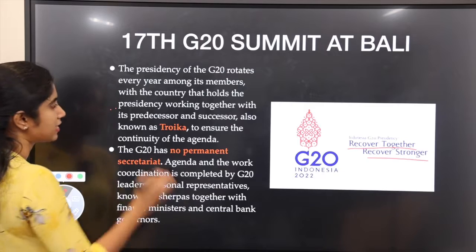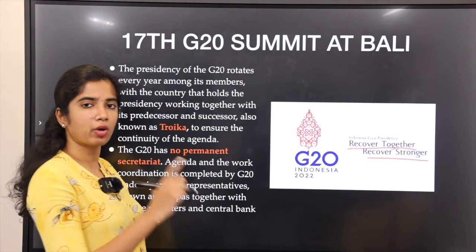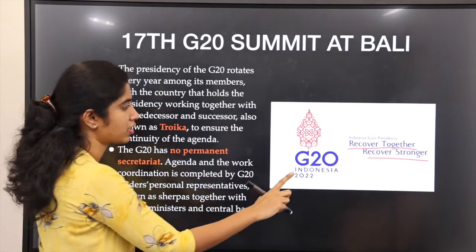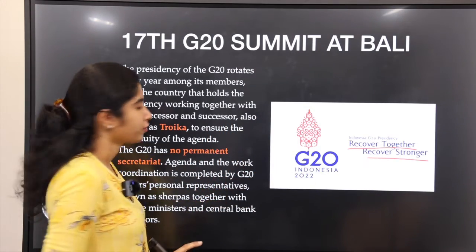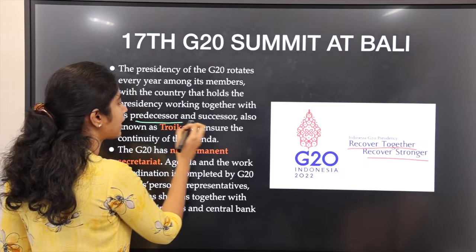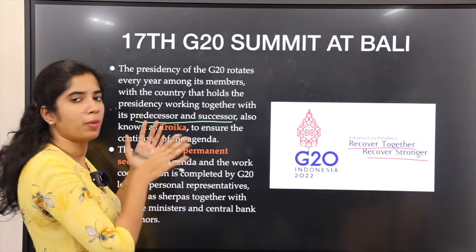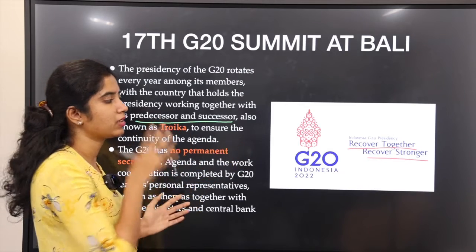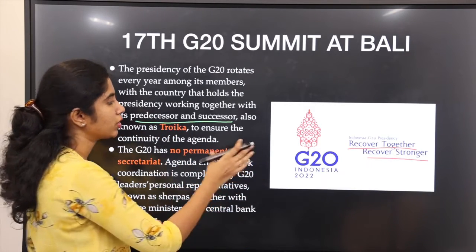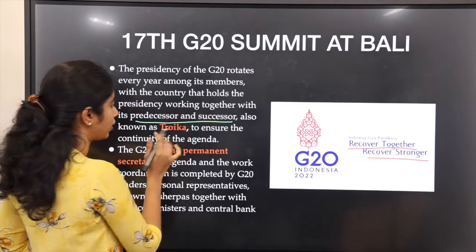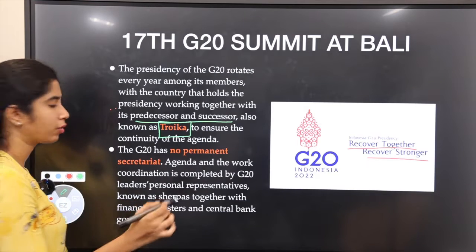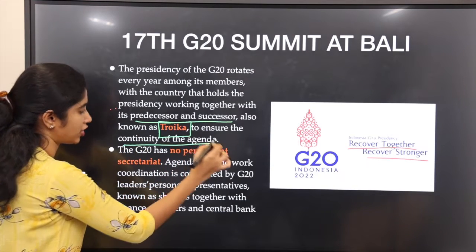So now the presidency of this G20 will be rotating among its members every year. The current president is Indonesia. The current presidency should work together with predecessor and successor. That means the previous country which hosted this summit and the next country which is going to host. So these 3 countries have to work together. These 3 countries are called Troika. These countries have to work together to maintain the continuity of agenda.